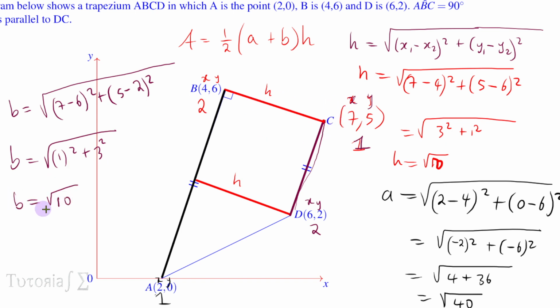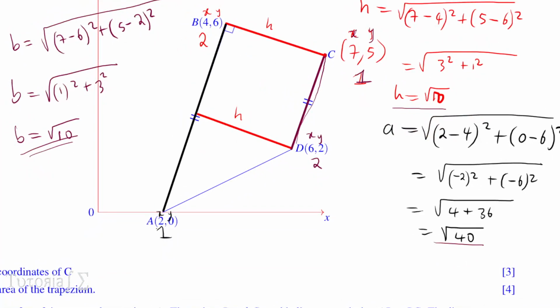Okay, so now we have our A, which is here, our B, which is here, and our H, which is there. We can use the formula here to find the area. So basically, we're going to say area is equal to half. Our A is root of 40, plus our B, which is root of 10, times our height, which was also root of 10.